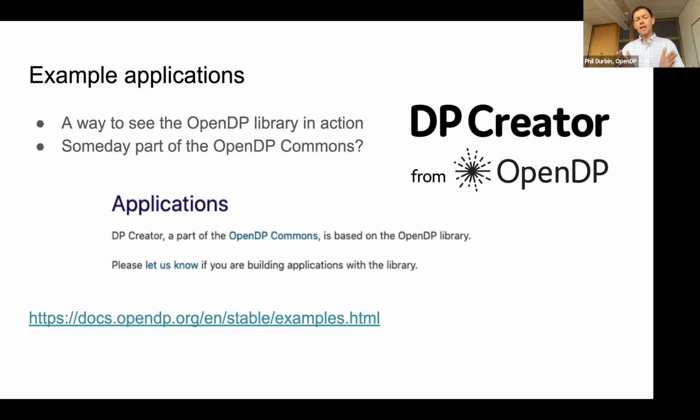Also on that examples page in the docs, we have an area for applications. We just heard all about DP Creator. It's obviously listed as a sample application, but this is an excellent way for you to contribute. If you've been playing around with OpenDP and you're proud of your work, you could make a pull request against this examples page and list your application. We'd be happy to highlight examples of using the OpenDP library from all of you.